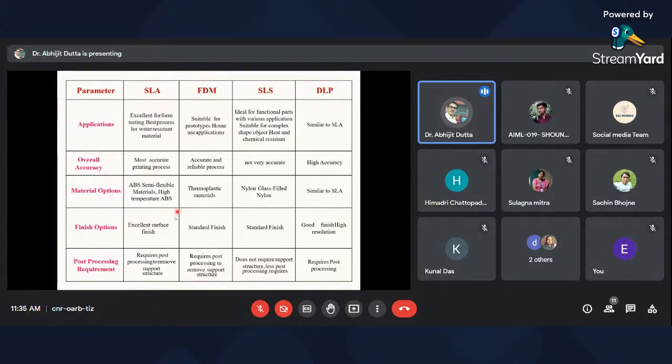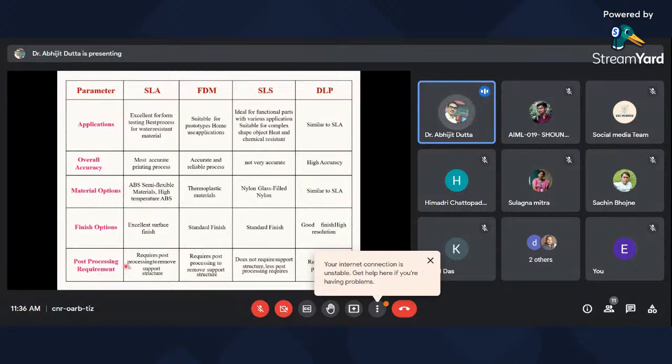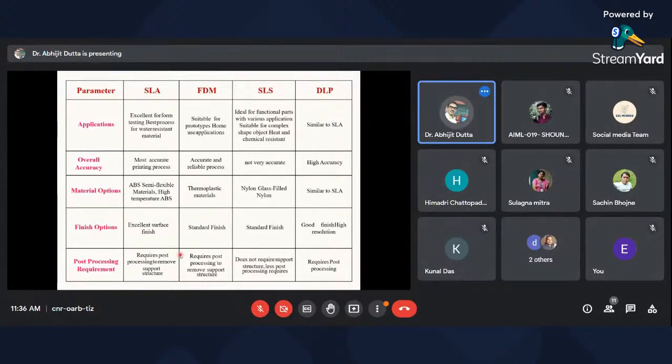For the finishing option, excellent finish quality can be obtained with stereolithography. That is why it is used in biomedical applications. For the post-processing requirements, the main one is removing the supporting structures, which is very important. Surface finish post-processing is not required if you apply SLA and SLS, sorry, selective laser sintering.